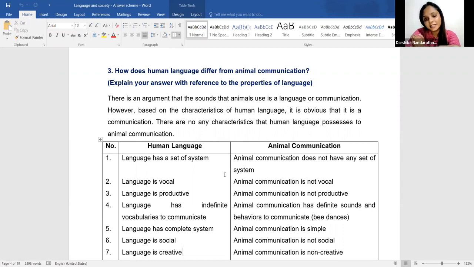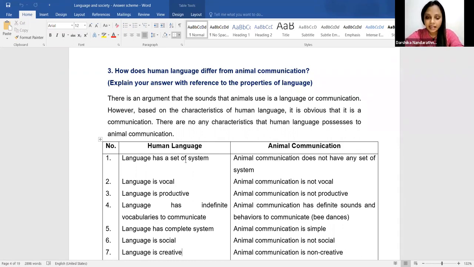We don't use the term animal language, because those sounds are not up to the standard of a language. Okay, so we know that they use those sounds to communicate, but language is a totally different thing. So because of that we cannot consider it as a language. Okay, let's see how it differs from human language.